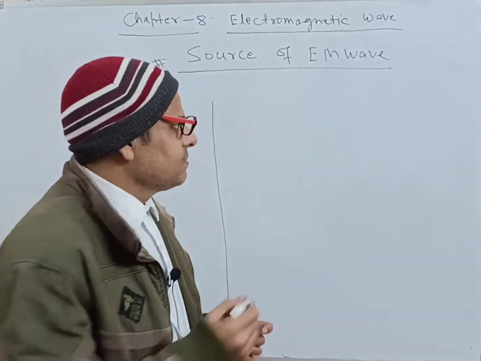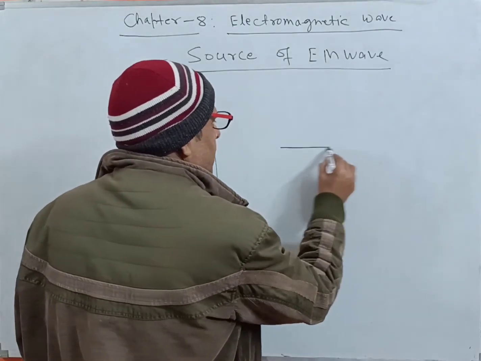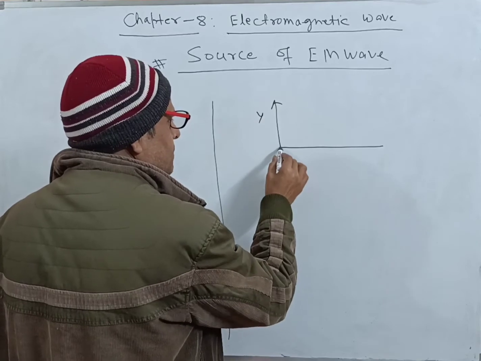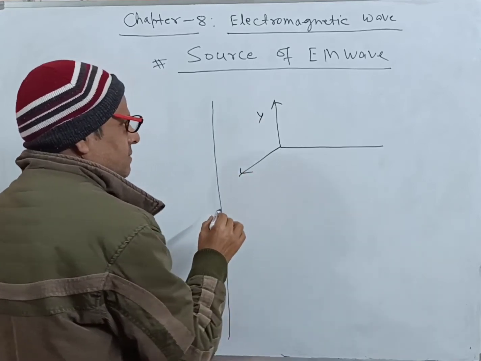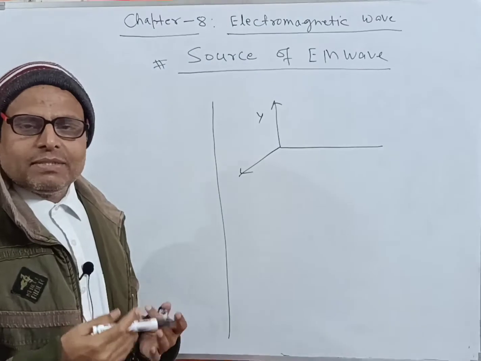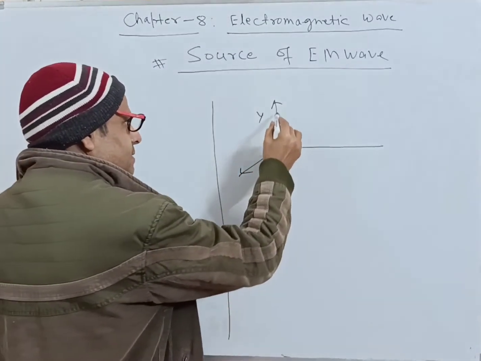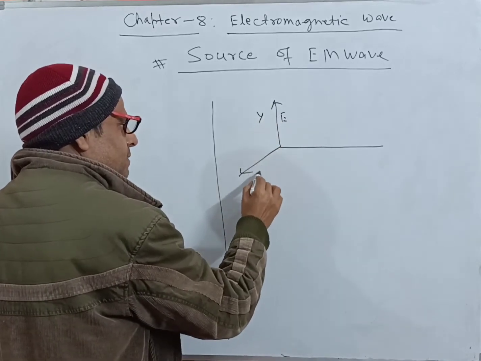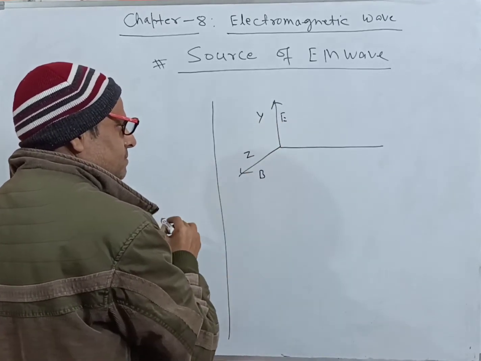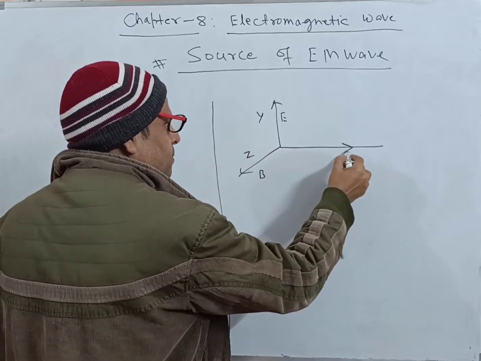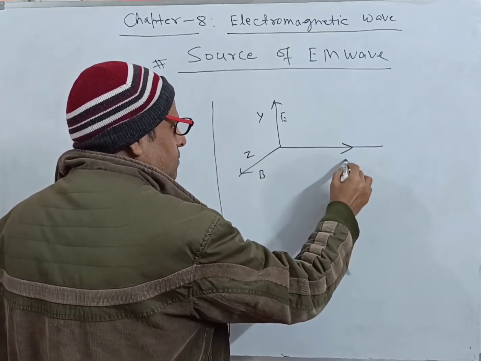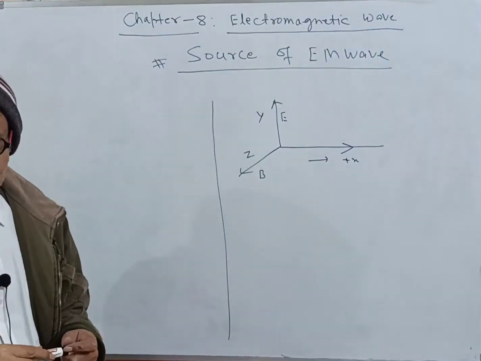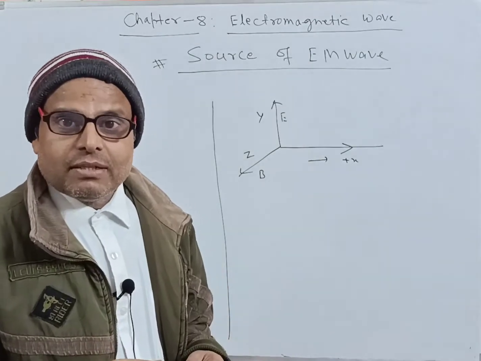For example, if electric vector is along y direction and magnetic vector, means magnetic field. Here electric field along y direction, magnetic field along z direction, then the wave propagation will be along positive x direction. I think you have understood this concept.